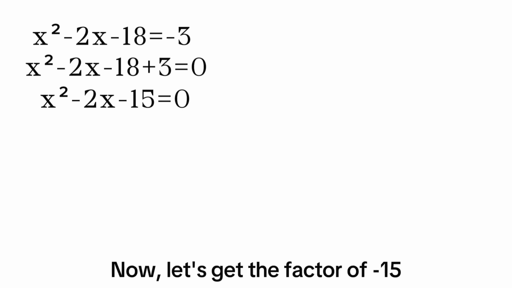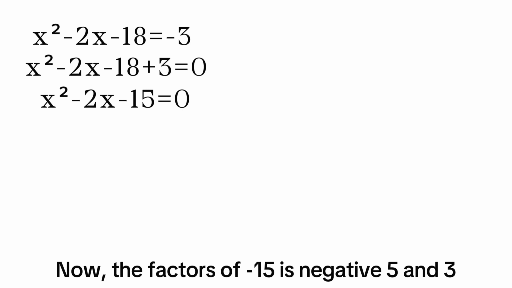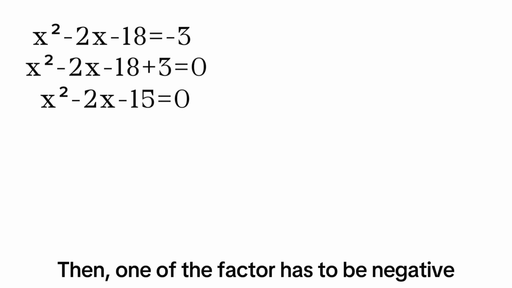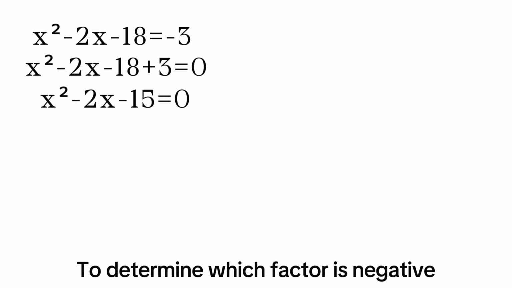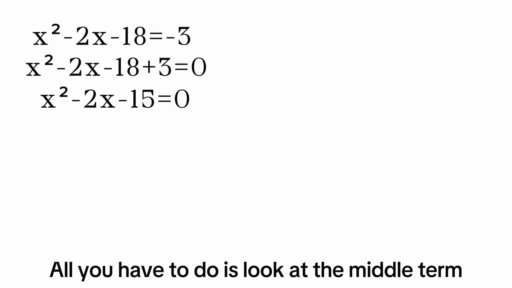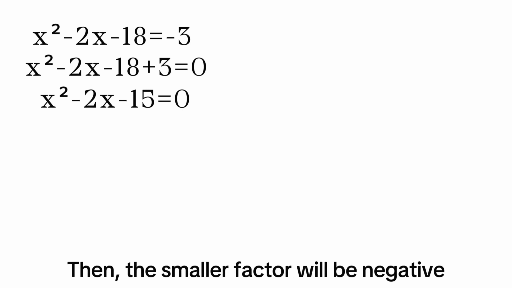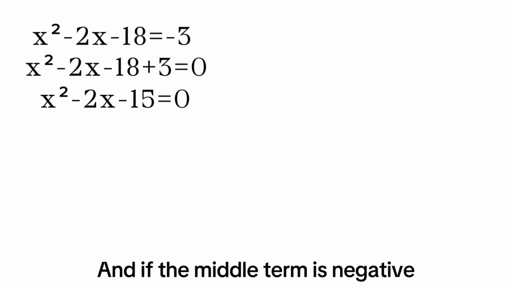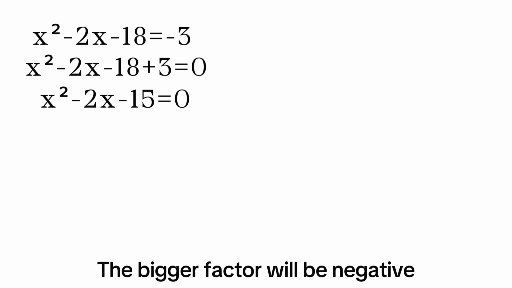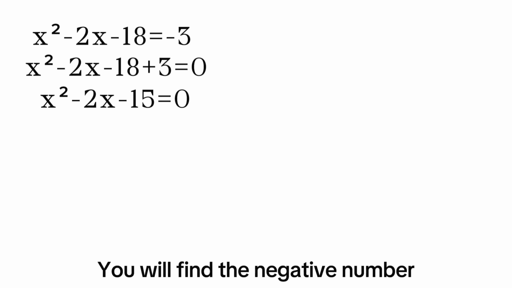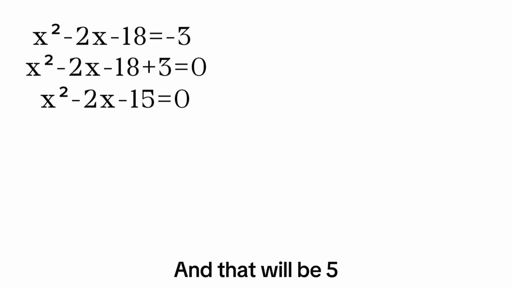Now, let's get the factors of negative 15. The factors of 15 are 5 and 3, but since the number is negative, one of the factors has to be negative. To determine which factor is negative, all you have to do is look at the middle term. If the middle term is positive, then the smaller factor will be negative, and if the middle term is negative, the bigger factor will be negative. In this case, since the middle term is negative, you will find the negative number, and that will be 5.